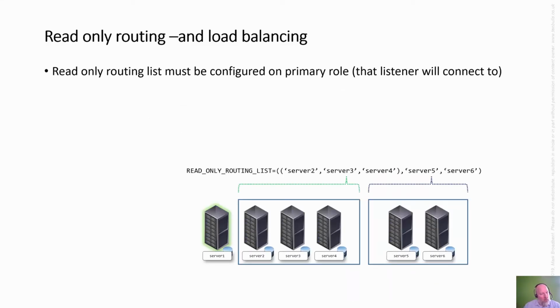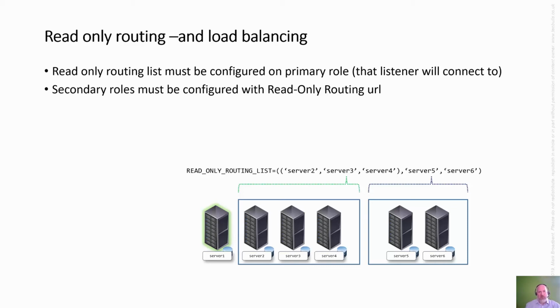Slightly more complicated, we've touched upon this earlier as well, is read-only routing and load balancing. So what we can do for our replicas is we can configure read-only routing lists to them. Depending on which server you're connecting to, you might have a different routing list to other servers, and this will mean that your queries could be routed to different servers in turn: server 2, server 3, server 4. Okay, and we can have load balance sets there. So if those are unavailable, you might then go to server 5, server 6.